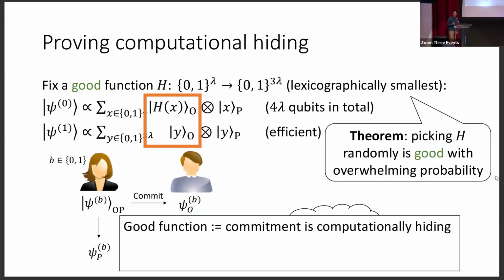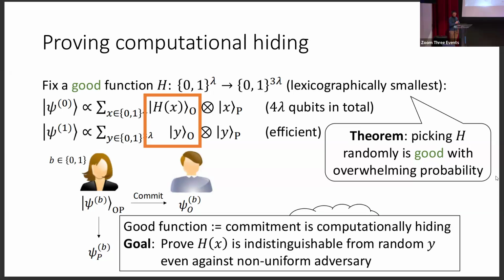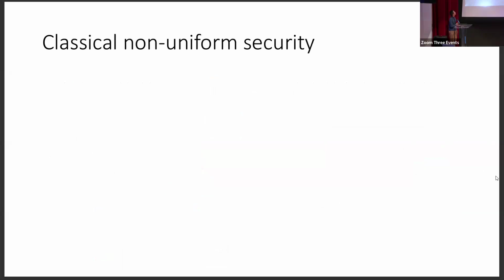Okay, so for the purpose of this talk, I'll say a function is good. It just means that this commitment will be computationally hiding. If you look closer, that just means that a uniform image of H is indistinguishable from a truly random 3 lambda bit string. And our goal is to prove that these are indistinguishable against any exponential size quantum circuit that can potentially even have quantum auxiliary input or quantum advice.